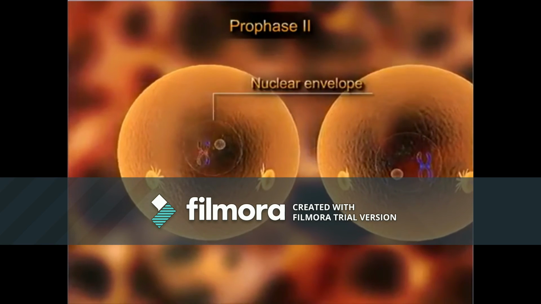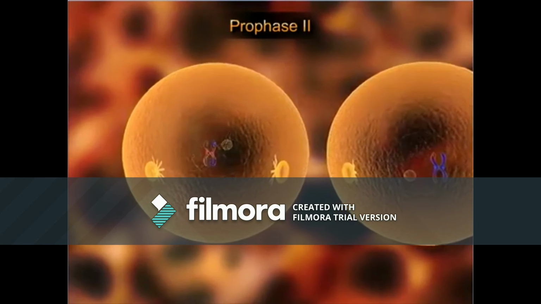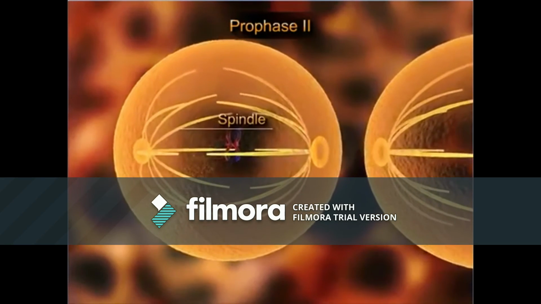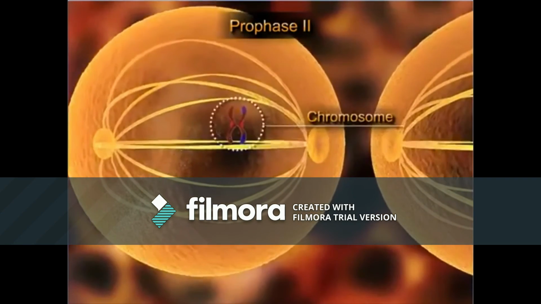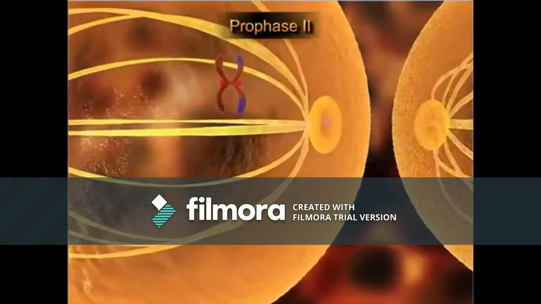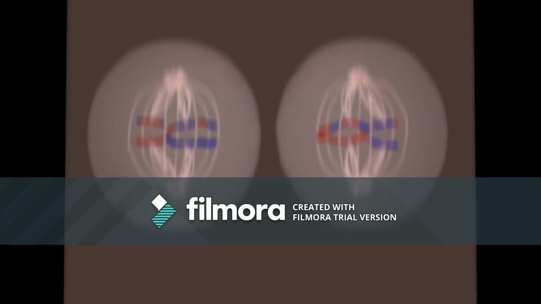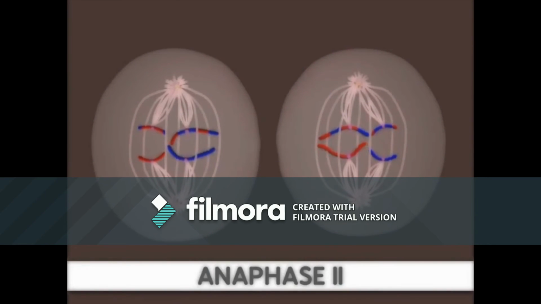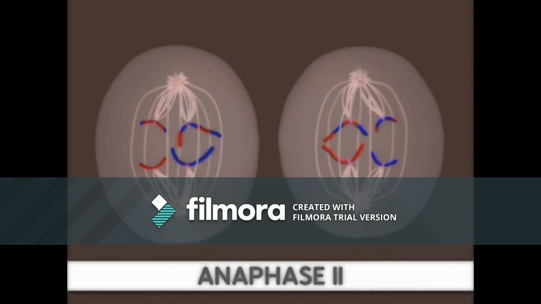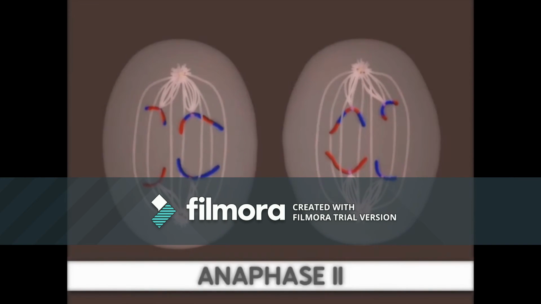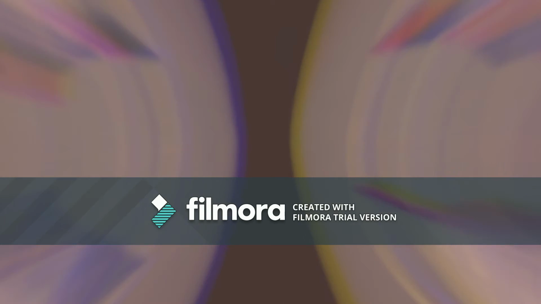During prophase 2, the chromosomes condense and a new set of spindle fibers forms. The chromosomes begin moving toward the equator of the cells. During metaphase 2, the centromeres of the paired chromatids align along the equatorial plate in both cells. Then in anaphase 2, the chromosomes separate at the centromeres and the spindle fibers pull the separated chromosomes towards each pole of the cell.